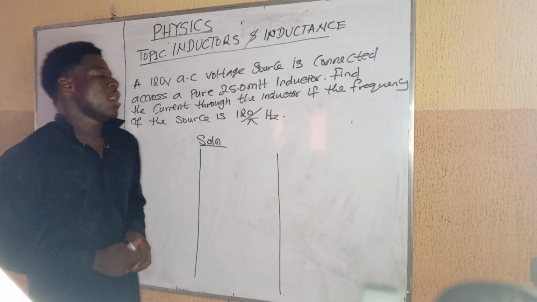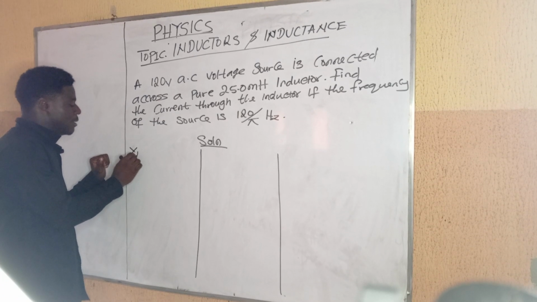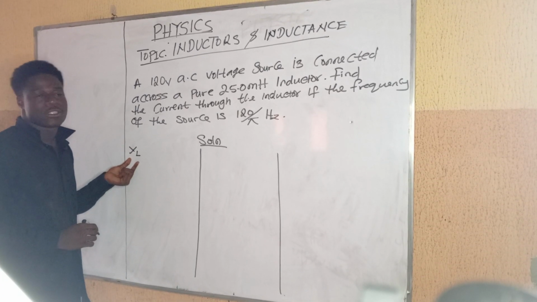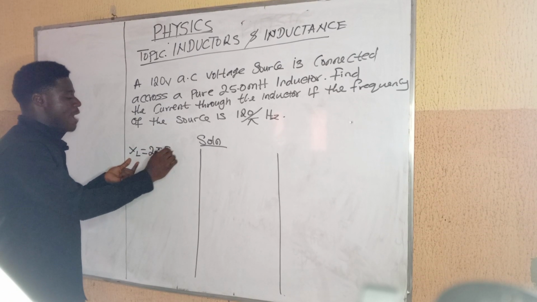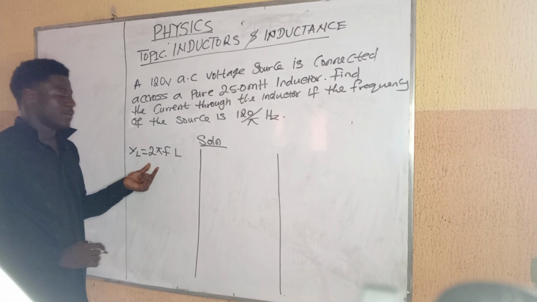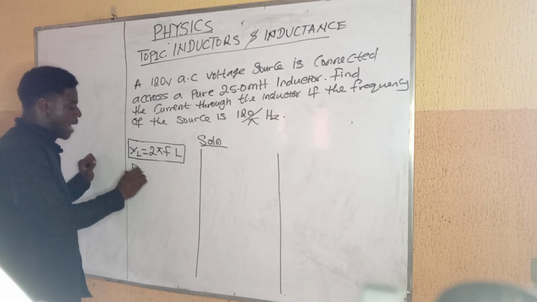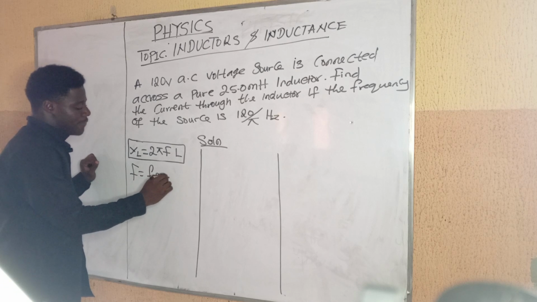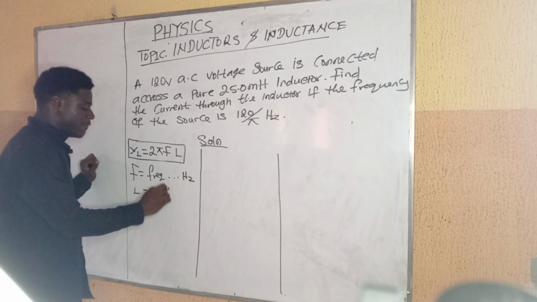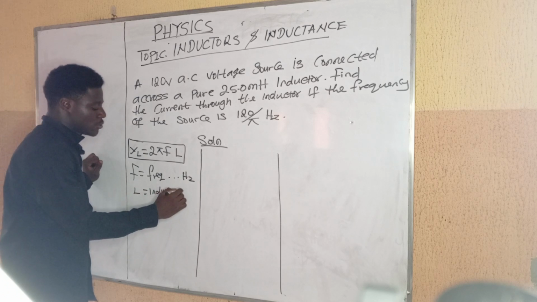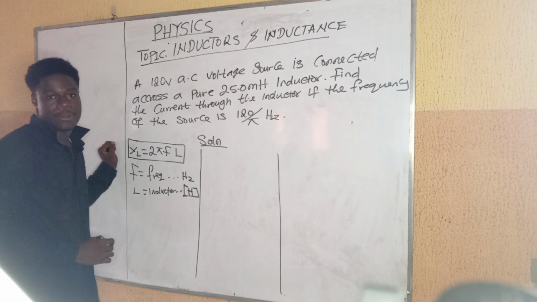That is the question. In an AC circuit, XL, which is a resistance because it offers an opposition, is equal to 2 pi f L. In this formula, f is our frequency, measured in hertz, and L is our inductor. It offers an opposition in an AC circuit called inductive reactance, measured in ohms.